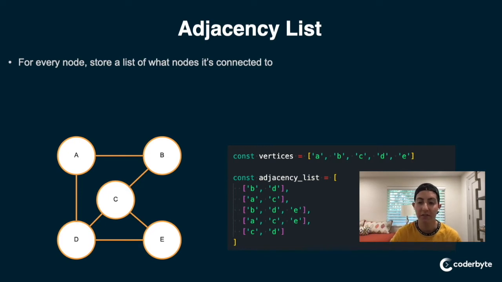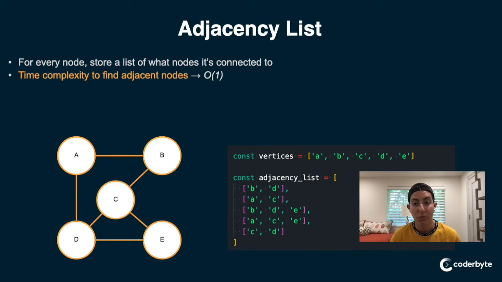So that's pretty straightforward. The time complexity to find adjacent nodes will be O of 1, because you can simply look that up and return the value at that index in the adjacency lists array. So for example here, if I wanted to get all of B's closest neighbors, I would just get the list of B's closest neighbors. That's pretty straightforward, which as you can see at index 1 will be A and C.